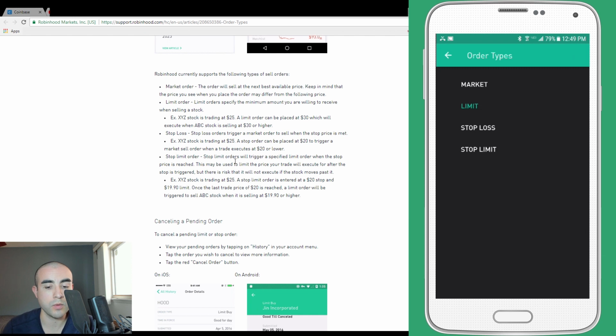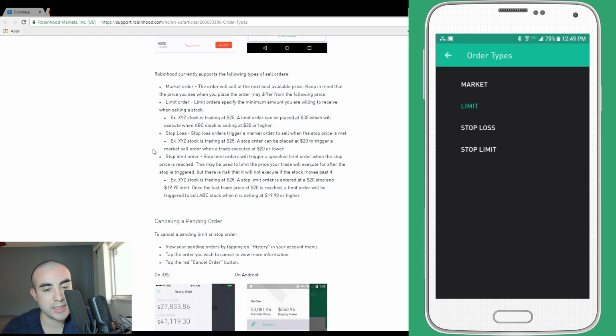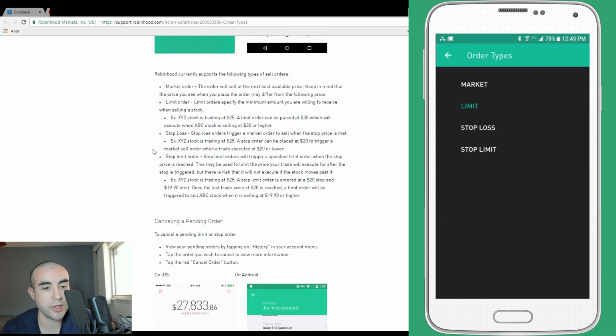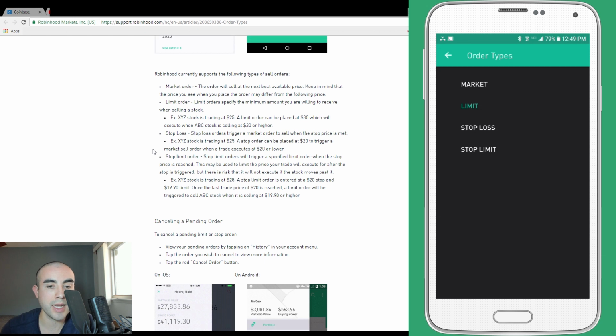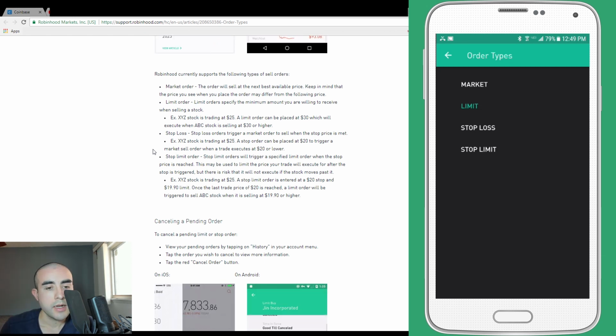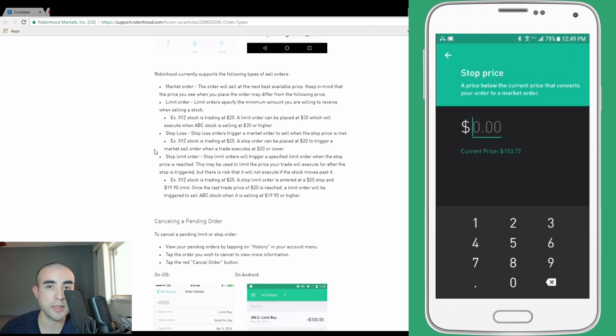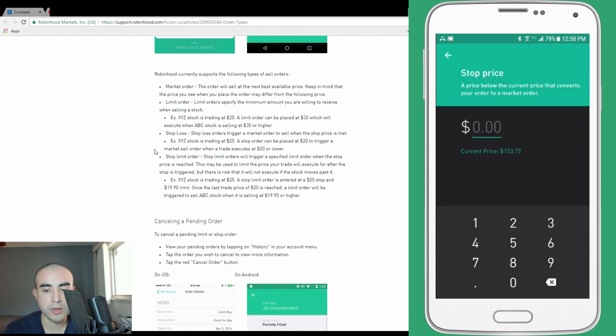Now let's go to the next one, which is the stop loss order. Back to the help article, it says stop loss orders trigger a market order to sell when the stop price is met. Example, XYZ stock is trading at $25. A stop order can be placed at $20 to trigger a market sell order when a trade executes at $20 or lower. Now, after reading that example, let's go back to the app, and if you click on stop loss, it'll basically give you the same thing, a price below the current price that converts your order to a market order.